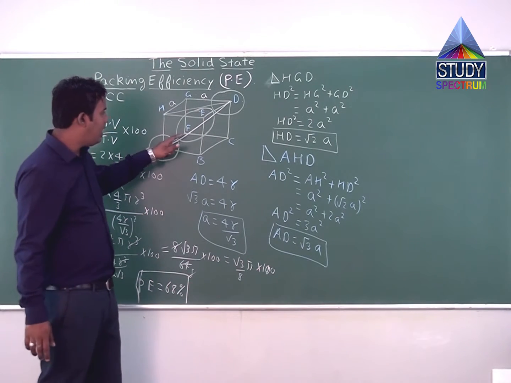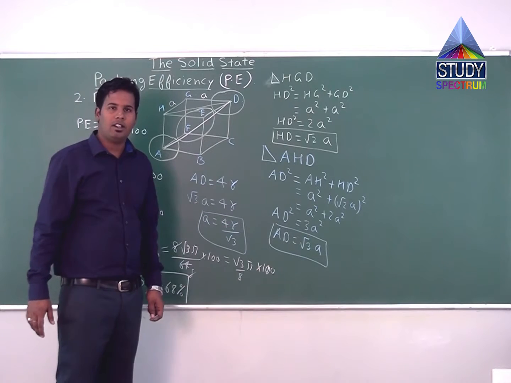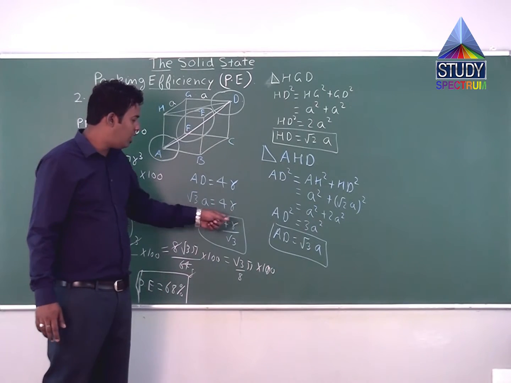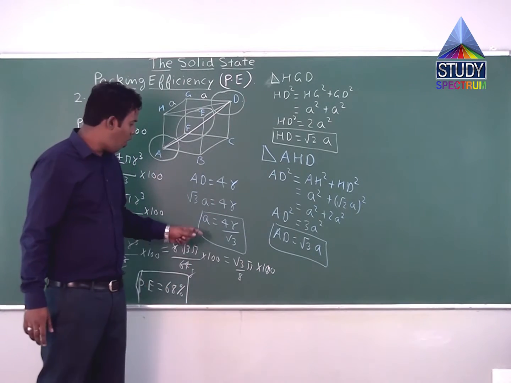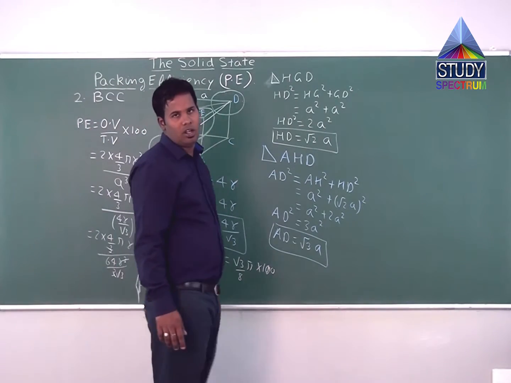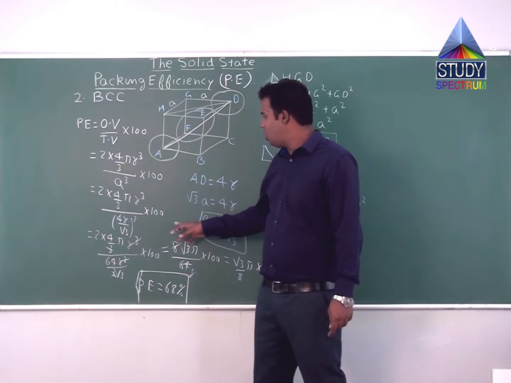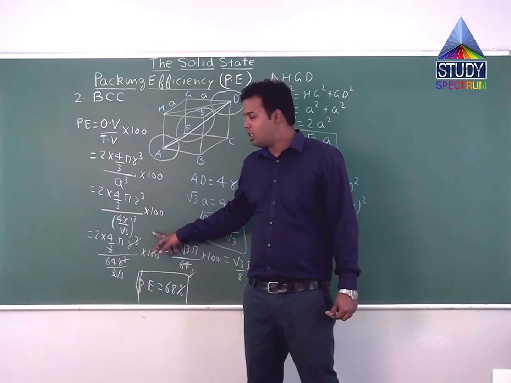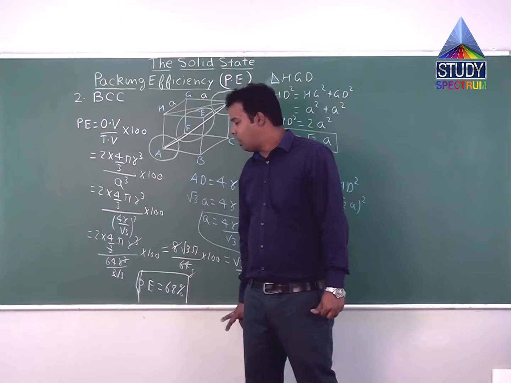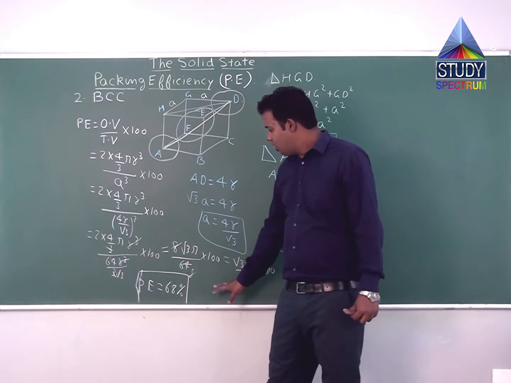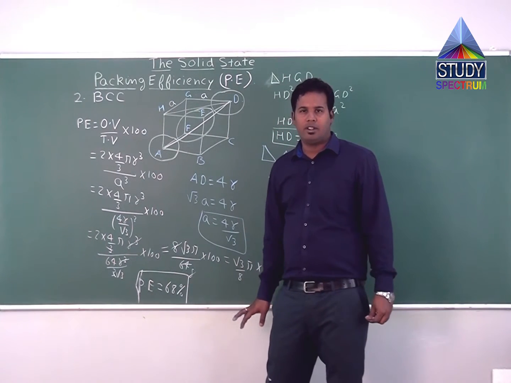Since the body diagonal AD in both ways is one and the same, I can say that root 3a is equal to 4r, or a is equal to 4r by root 3. Finally, I have substituted a as 4r by root 3 in the expression of packing efficiency and have done the calculation and finally got the packing efficiency as 68%.